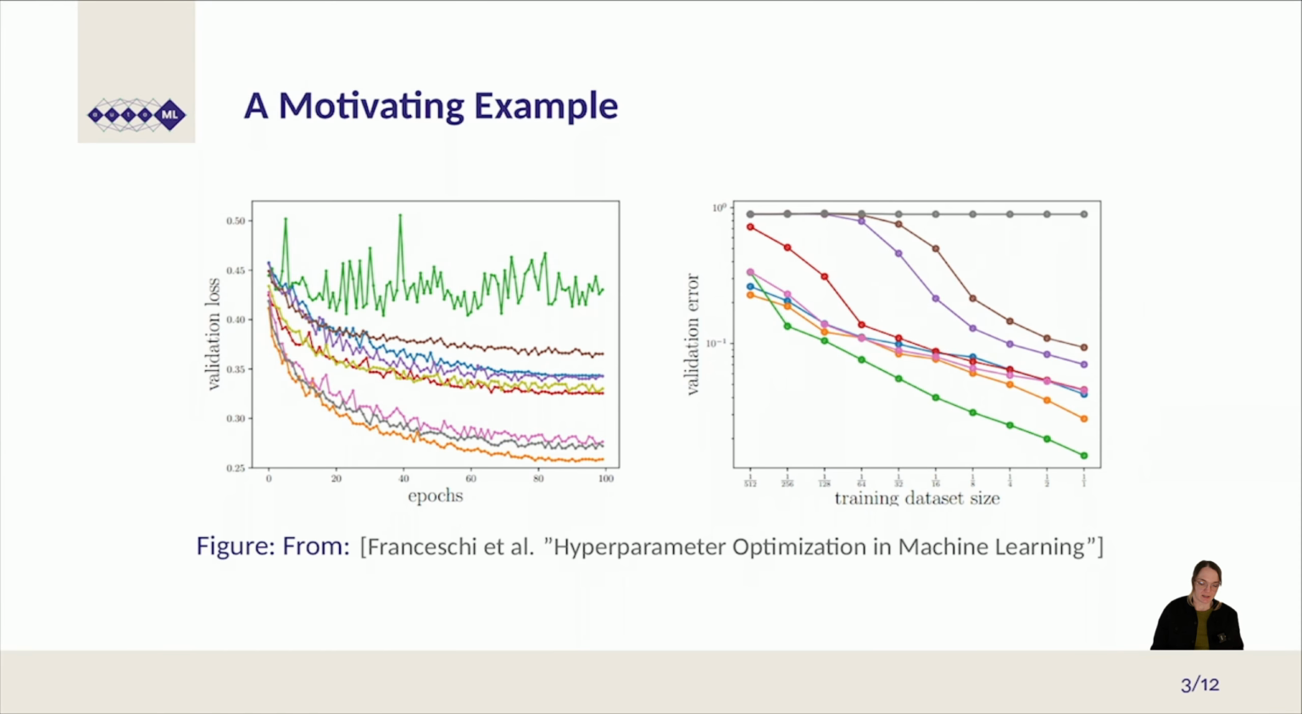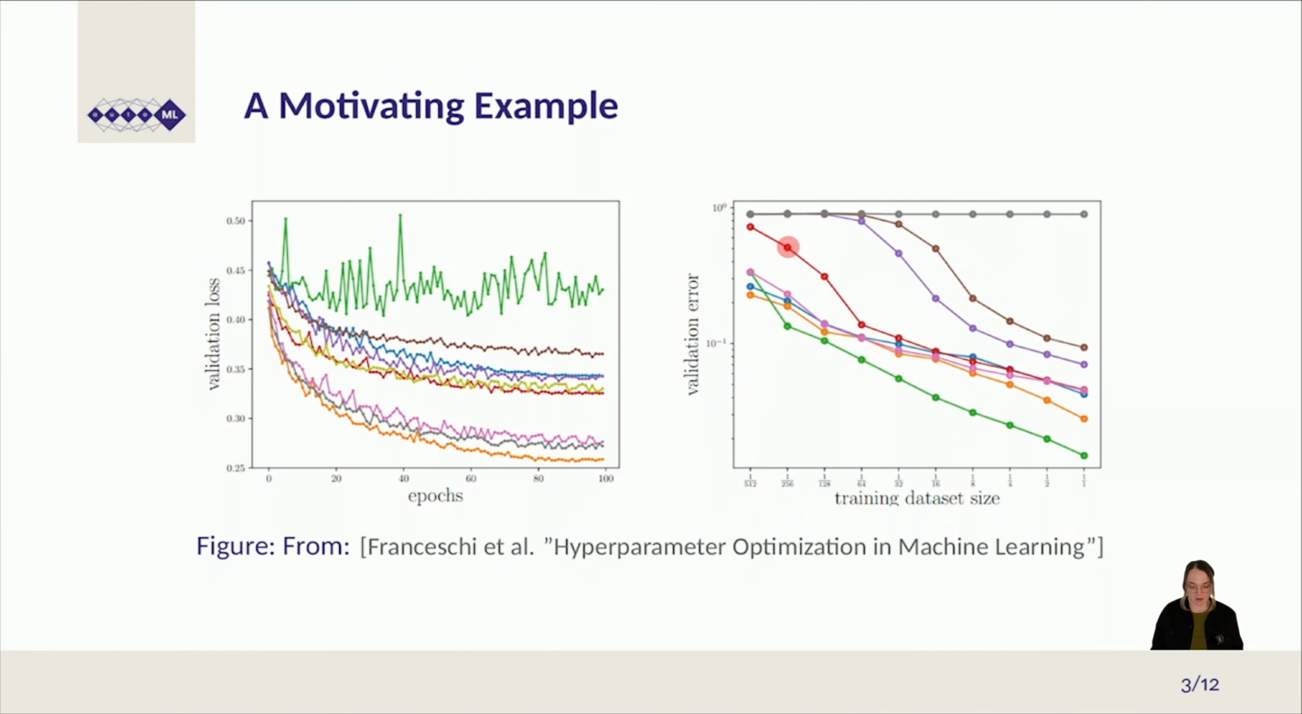A concrete motivating example here is this figure: validation loss, lower is better, over the number of epochs, and the same here over the training set size. Each line is training one neural network with different hyperparameter settings, and we can see that already after a few epochs, we have a pretty good idea which of the configurations perform well. We need more epochs to identify the best performing configuration, but we could discard all of this very early on, and we don't need to spend resources on evaluating these models.